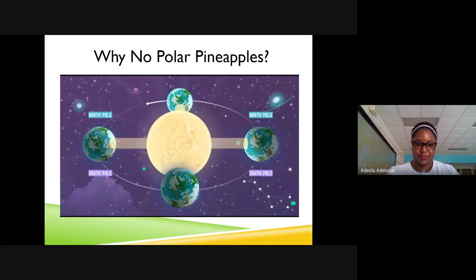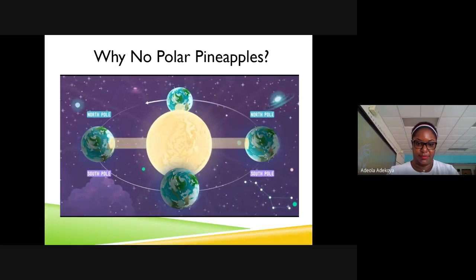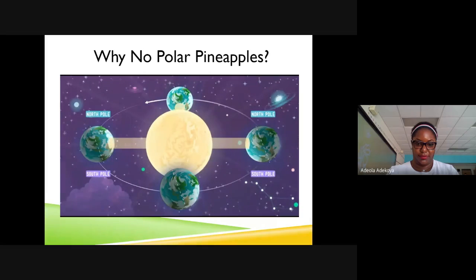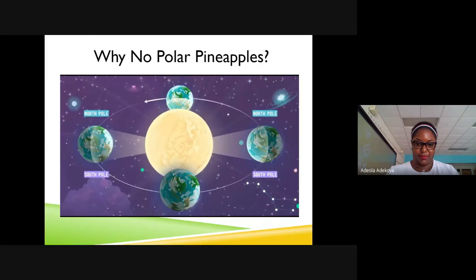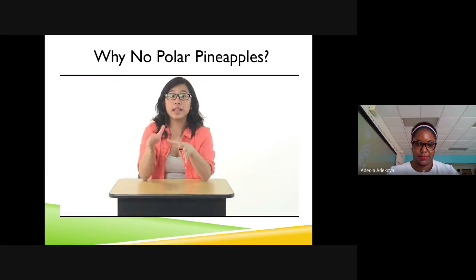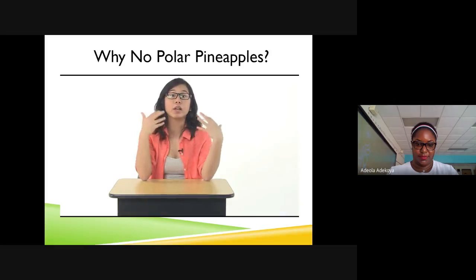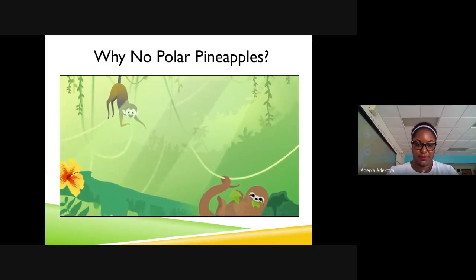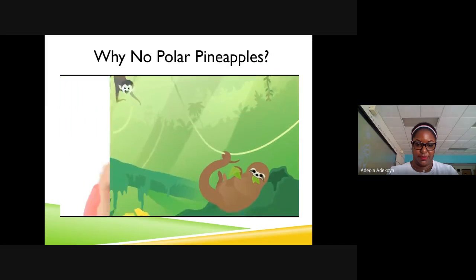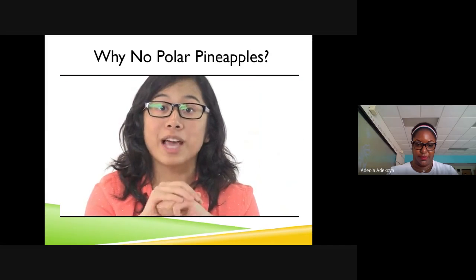So, the Earth's tilt on its axis means the areas around the equator get direct sunlight all year long. This means warm temperatures throughout the year, and the areas near the Earth's poles get indirect sunlight all year long, which means colder temperatures throughout the year. Since plants need sunlight for photosynthesis, areas that get a lot of direct sunlight, like around the equator, are home to lots of plants, especially the ones that take a long time to grow. And that's why there are no pineapples at the poles.